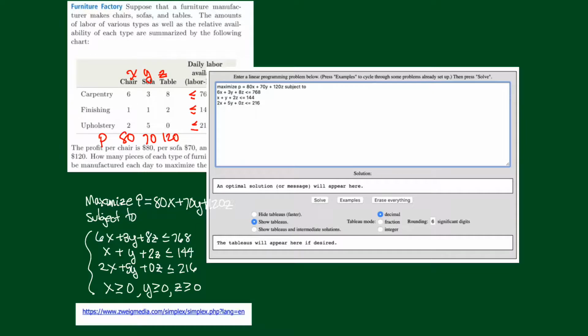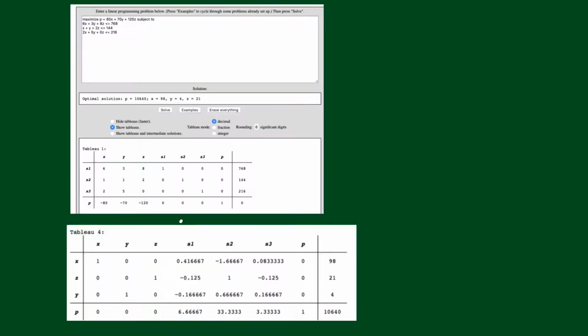Now I've gone to ZWIG Media and I typed in the program, maximize P, subject to, I've typed in our constraints. Maybe check it to be sure you typed them in correctly. I'm in decimal form. You could go to fraction if you wanted, but I've got 6 significant digits. So now I'm going to press solve and get my solution. I press the solve key and this is my initial tableau, but it took 4 iterations and sets of row operations to get us down to the final tableau, which is tableau 4. So from here I can read off my solutions.